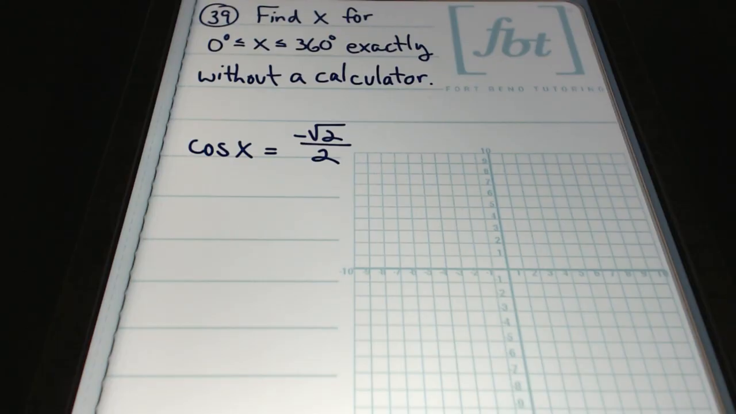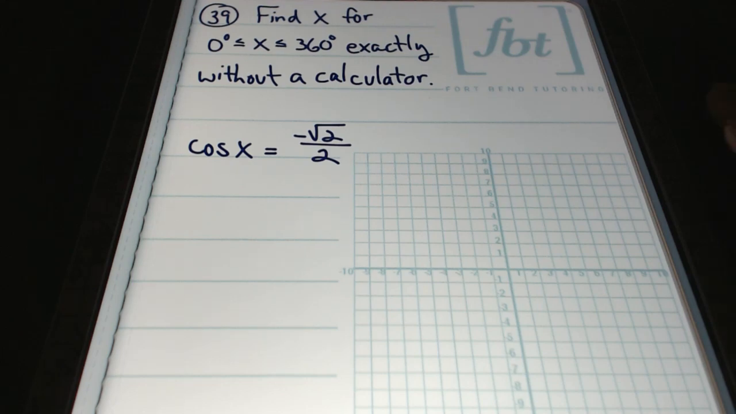So let's check out how we can use that same process to solve for problem number 39. We have find x where x is going to be greater than or equal to 0 as well as less than or equal to 360 degrees. We want to find out the exact measurement without using a calculator. So we're looking at cosine, guys.